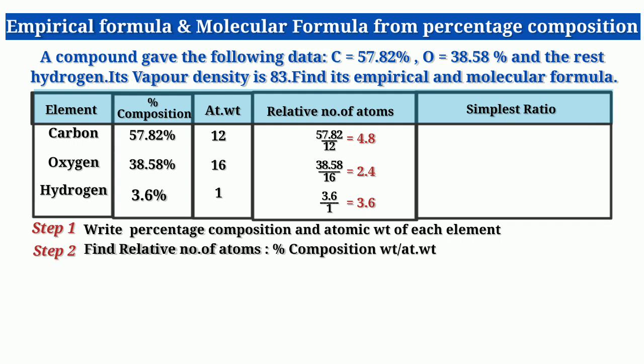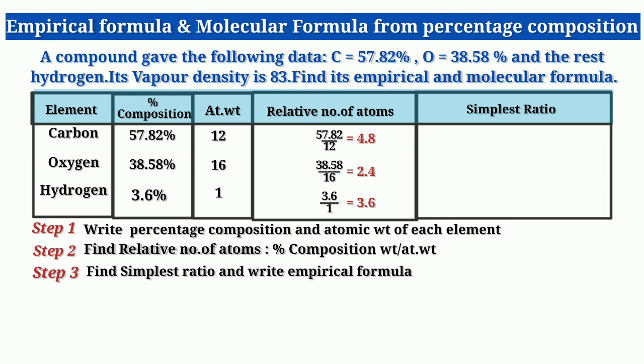Our next step, that is step 3, is to find simplest ratio and write empirical formula. To find simplest ratio, note down relative number of atoms. Select the smallest among these and divide all by the smallest one. 4.8 divided by 2.4 is 2. 2.4 divided by 2.4 is 1. 3.6 divided by 2.4 is 1.5.